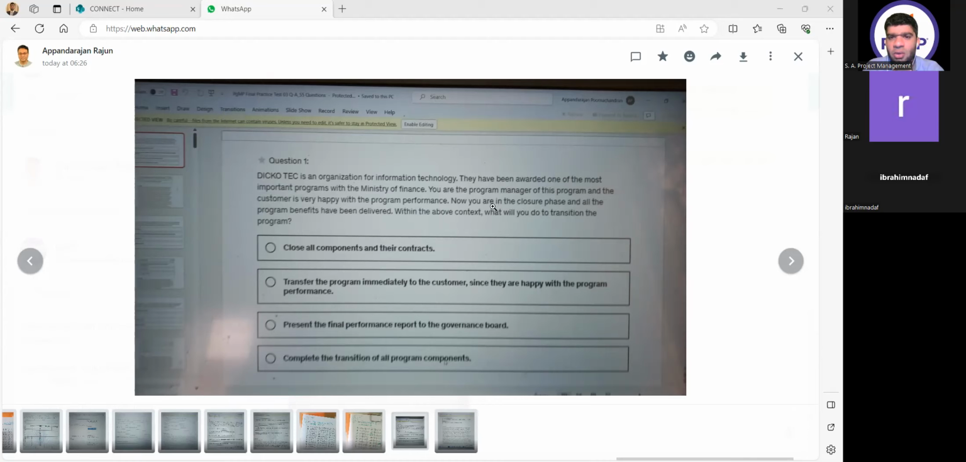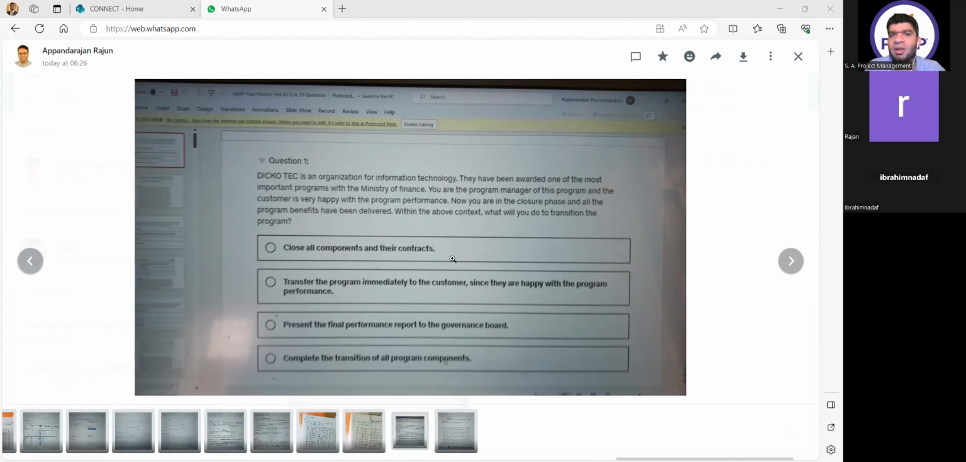He's saying now you are in the closure phase and all the program benefits have been delivered. Within the above context, what will you do to transition the program? What is the exit criteria? What will you do? To start my program transition, I should make sure that all program components are completed and meet the condition.